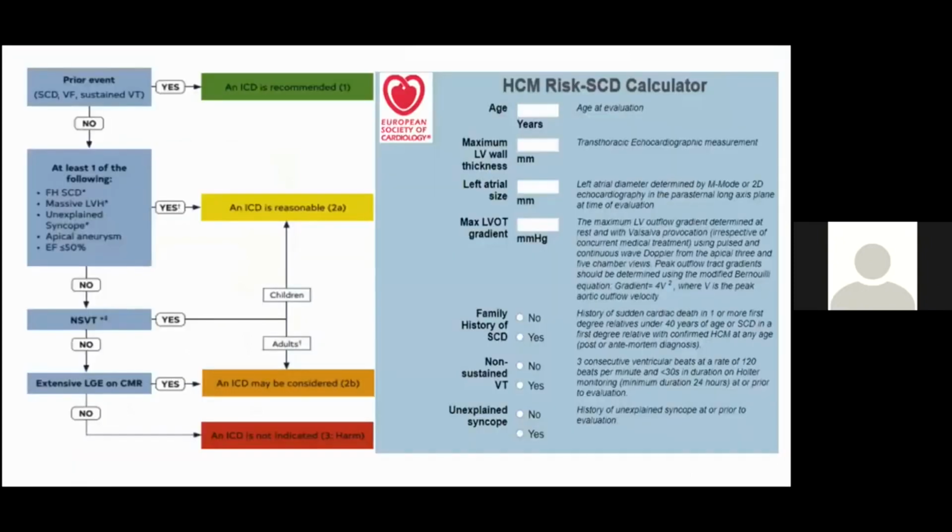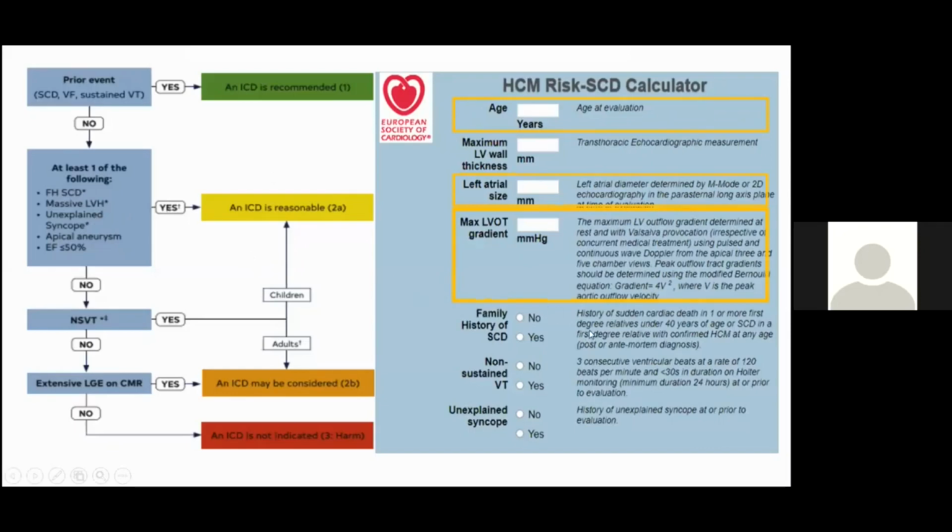Now let's make a quick comparison between the American and the European risk assessment methods. To the right of the screen is the European risk calculator, and to the left of the screen is the latest algorithm derived from the latest American guidelines. The European risk calculator takes into consideration age, left atrial size, and maximum LVOT gradient, which are not included in the American sudden cardiac death risk assessment.